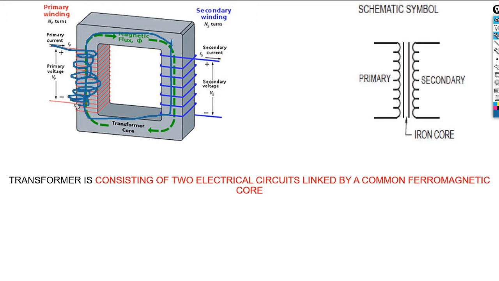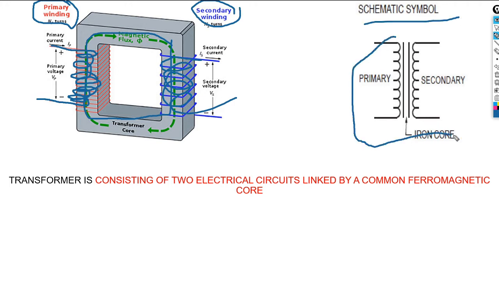One side of this electric circuit will be called the primary winding. And then the second side of this transformer will be called the secondary side or the secondary winding. So it's basically two electrical circuits linked by a common ferromagnetic core. The schematic symbol is something like this. You have your primary, you have your secondary, and then you have your iron core. Iron core means it's our ferromagnetic core. That is the symbol we're going to use.